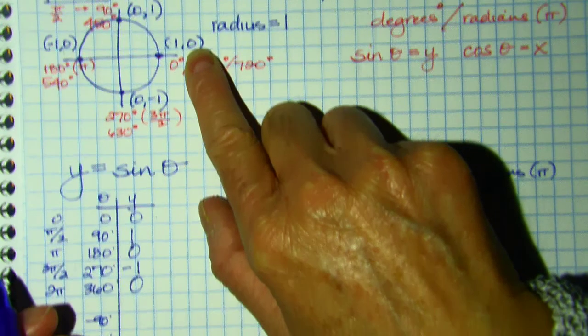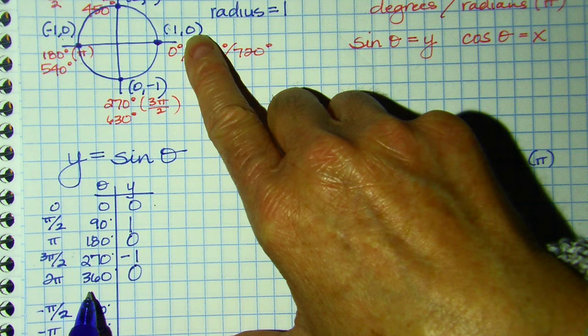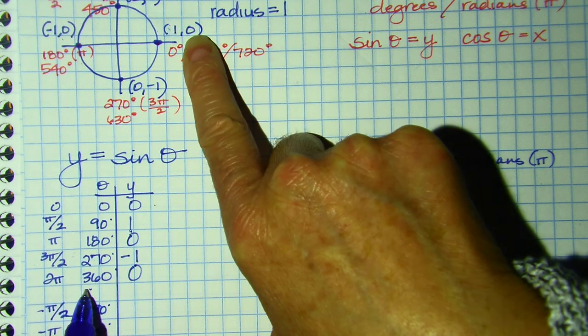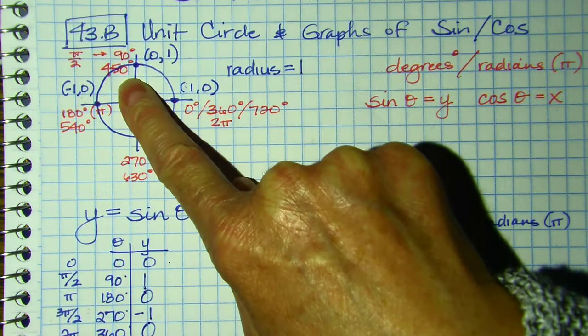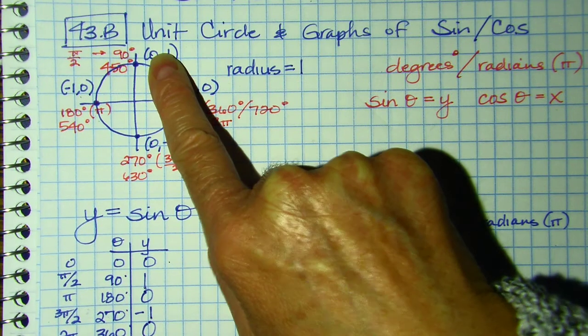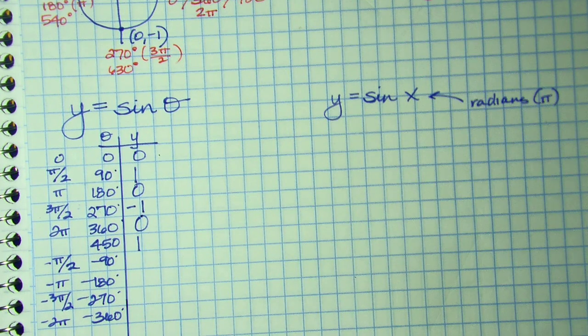Okay, now this pattern would keep going. Anyone guess what the next number is? So for example, at 450, right up here, I'd be back at 1. And then it would go 0, negative 1, 0, positive 1, 0, negative 1. That's the repeating pattern here.